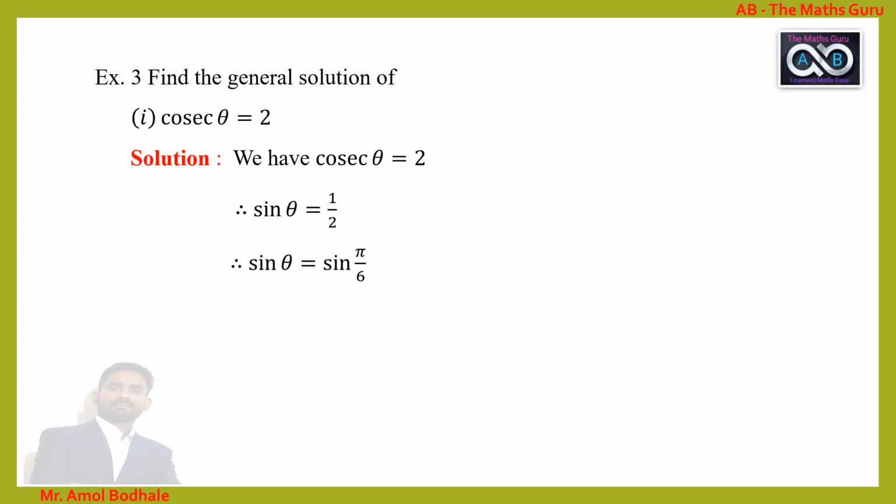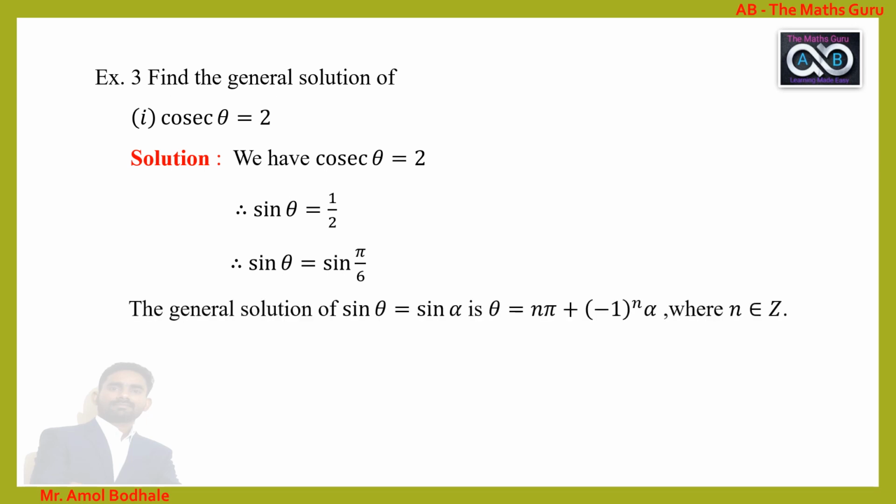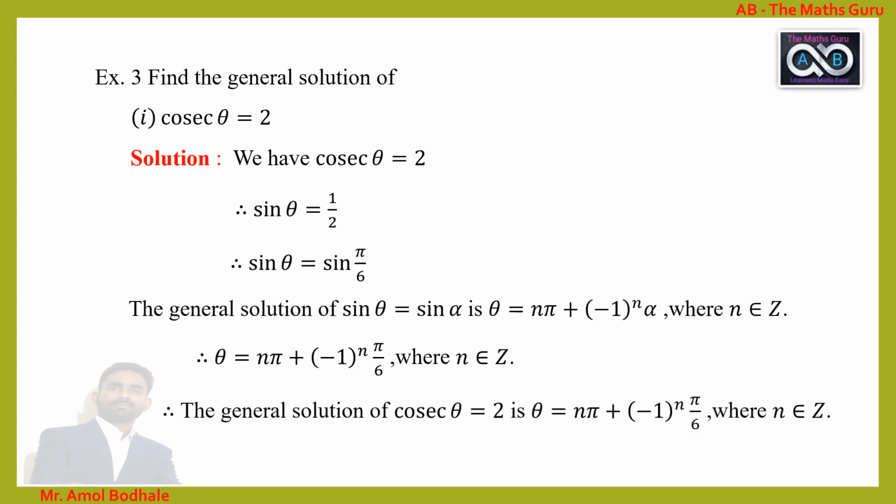So again it is in the standard form, that is sin theta equal to sin alpha. We know that the general solution of sin theta equal to sin alpha is theta equal to n pi plus minus 1 raised to n alpha. Here alpha is exactly pi by 6. So let's replace alpha by pi by 6. So theta equal to n pi plus minus 1 raised to n pi by 6. Therefore the general solution of cosec theta equal to 2 is theta equal to n pi plus minus 1 raised to n pi by 6, where n belongs to Z.